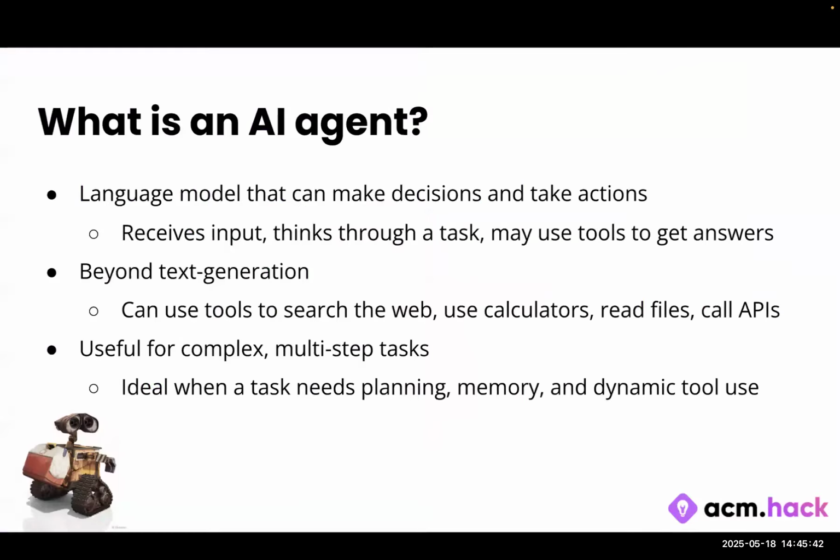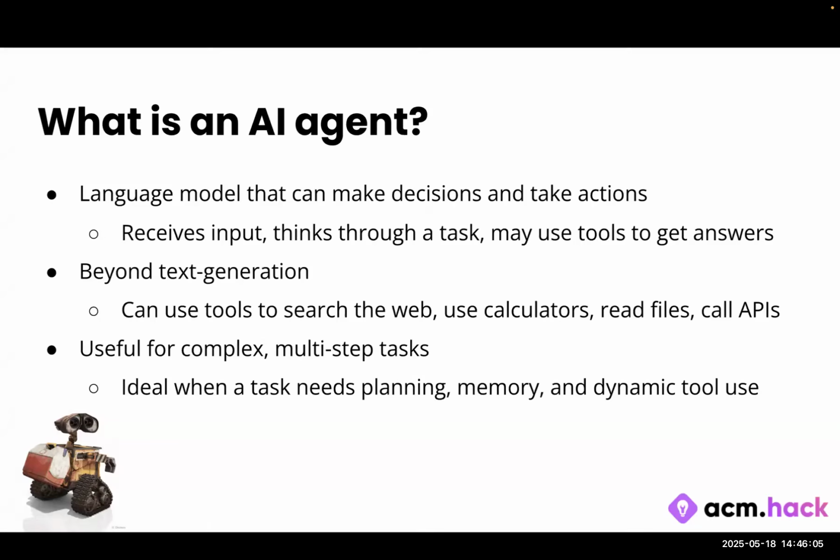Okay, so I'm gonna start off with what is an AI agent. An AI agent is a language model that can make decisions and take actions. It can receive input through a task, and it may use tools to get answers. The way this compares to a regular model like ChatGPT or Gemini is that with ChatGPT, you just give it a prompt and it does whatever with it, and using its trained data, it'll output an answer.